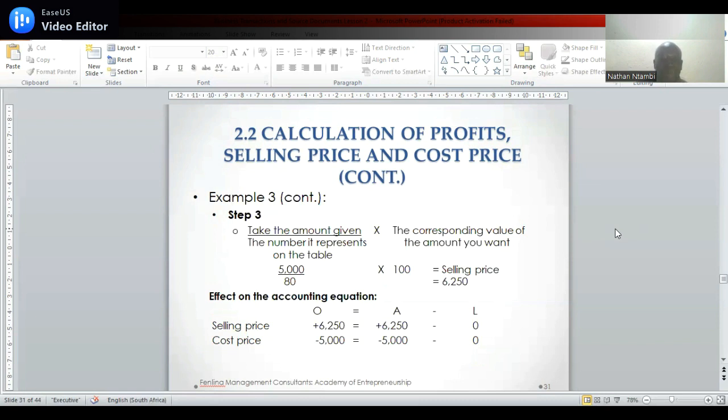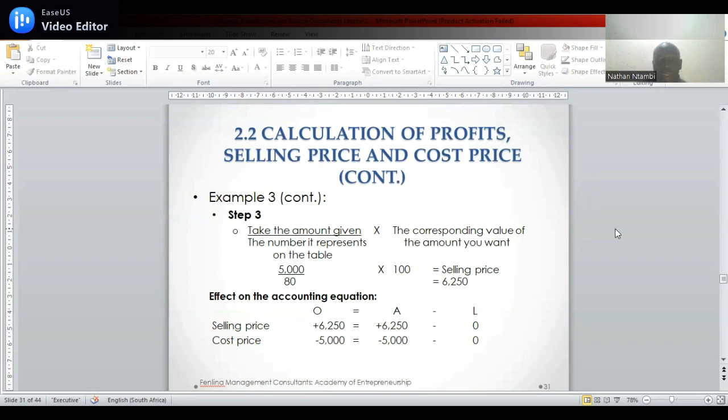And we need selling price. So you're going to say 5,000 over 80 times 100. If you wanted profit, we would have said 5,000 over 80 times 20. Selling price in this case is 6,250. The effect on the accounting equation: equity and asset cash will be increased.